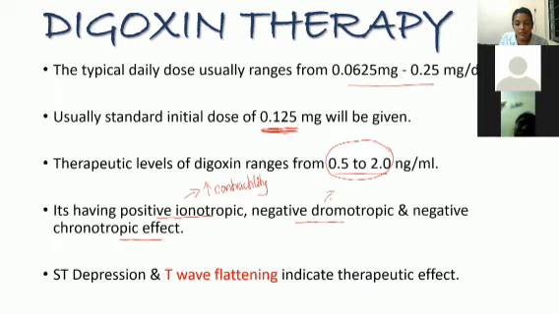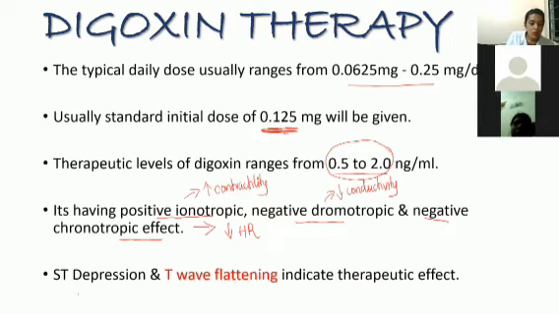Negative dromotropic means it will decrease the conductivity. The conduction will be decreased. So automatically what will be there? Negative chronotropic effect. That means it will decrease the heart rate. So these are the main three effects of digoxin. Positive inotropic means increased contractility. Negative dromotropic means decreased conductivity. And the third effect, negative chronotropic, is that it will decrease the heart rate.